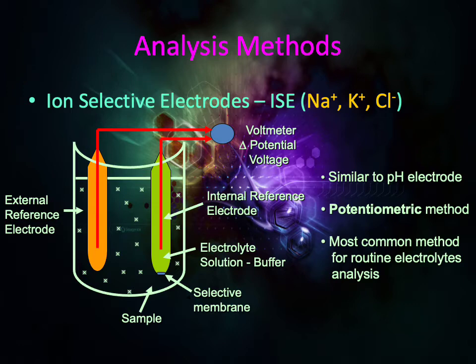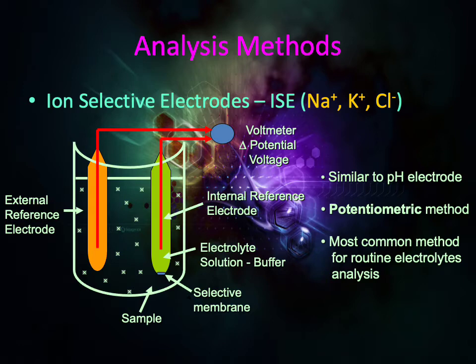Our next method is ion-specific electrodes, or ISEs. This is the most common method used for routine analysis of electrolytes. An ion-specific electrode is a potentiometric method. Potentiometry is simply measuring a change in voltage. This is the same method used by pH electrodes, which is important to remember since we will be discussing that in the coming weeks with acid-base.